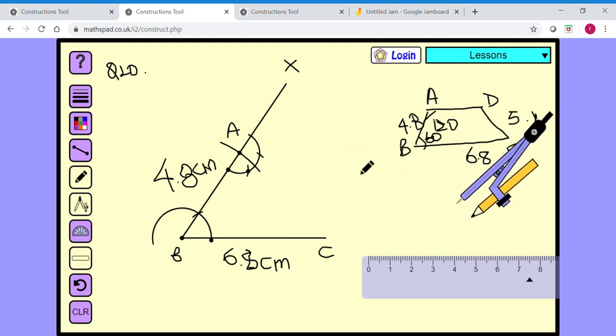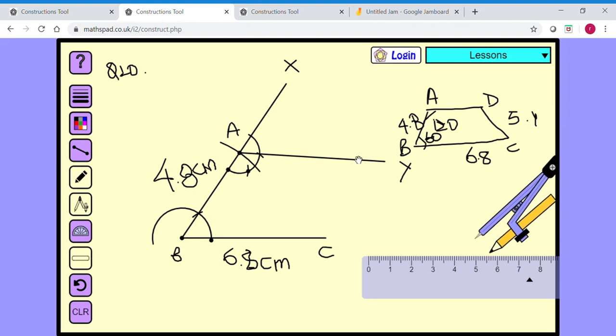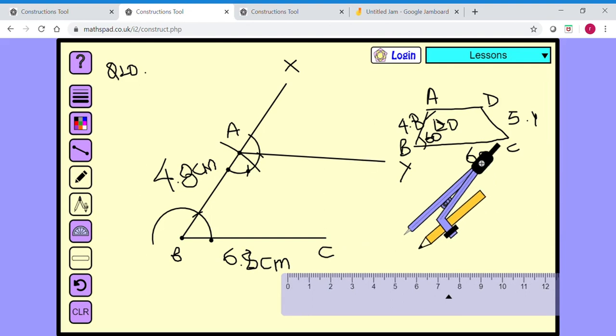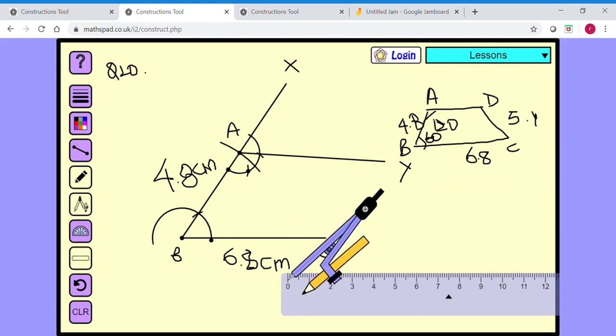Now that I've got it, I will need to find point D somewhere. So let me join this with the 120 degree line. So somewhere on this line, let's name this AY, lies D. How far is it from C? I said we need two coordinates. It's on this line, but how far is it from C? It's 5.4 centimeters away. So let me measure 5.4 centimeters and cut an arc from C.